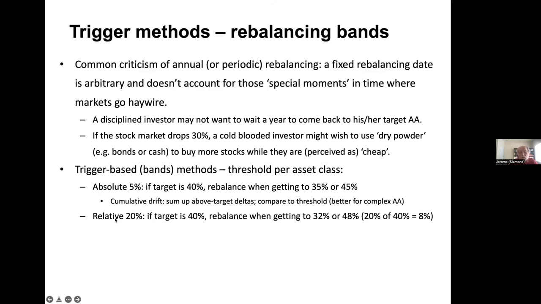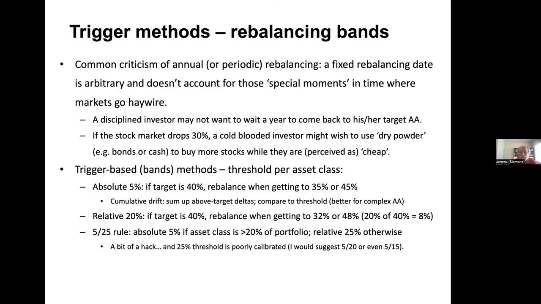Other people prefer relative math. So if your target is 40%, you want to rebalance when there is more than a 20% variation of those 40%. So 20% of 40%, that's 8%. So you want to rebalance when you get either on the low side to 32 or on the high side to 48. It is certainly a little bit more mathematically consistent, but that's not perfect either.